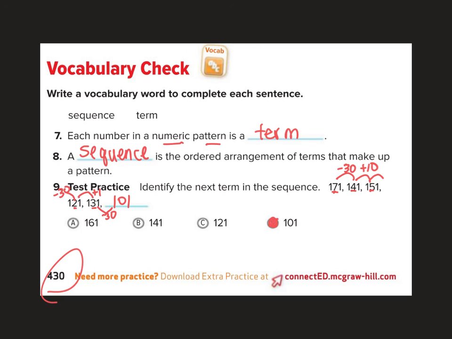There it is. Then I add 10. So sometimes the sequence can have a rule of 2 different things, right? This was subtract 30, add 10. Subtract 30, add 10. Ooh, 10, not 1. So, there we have it.